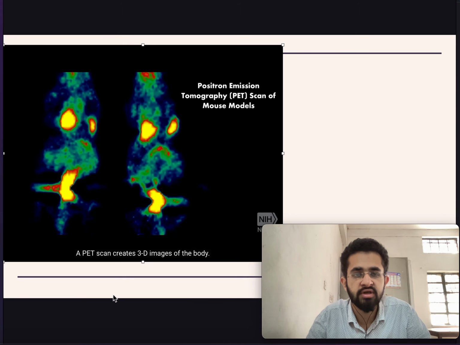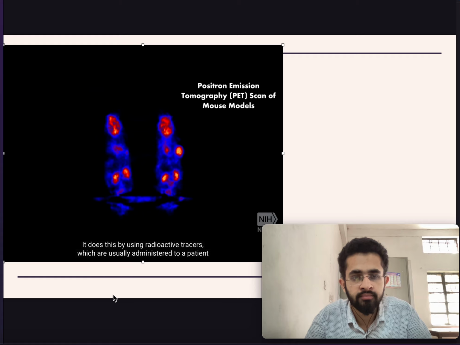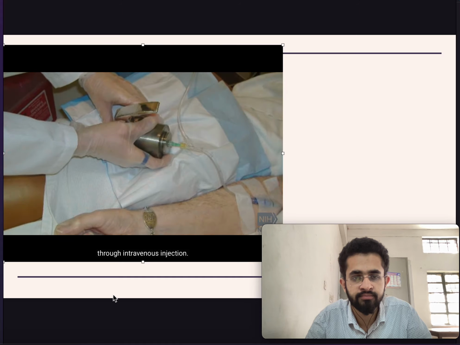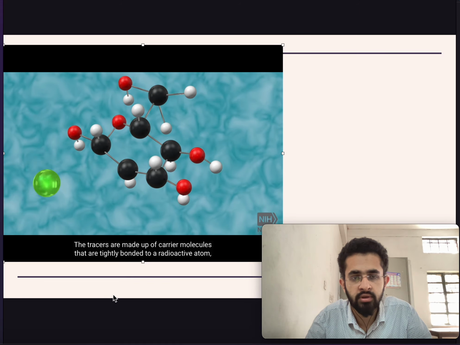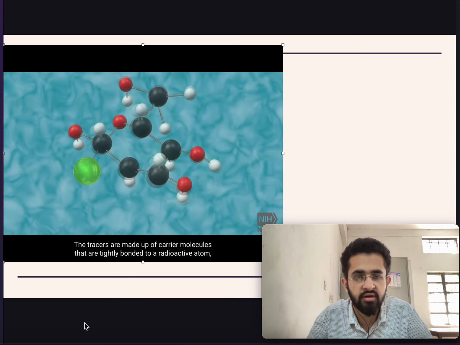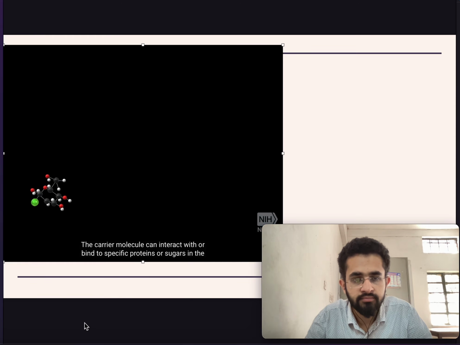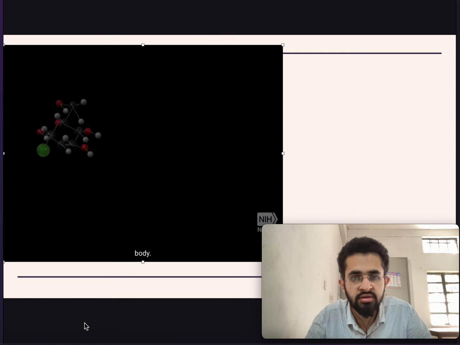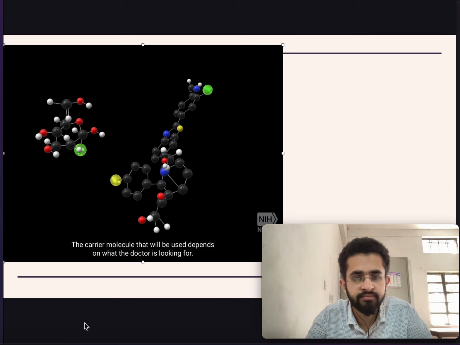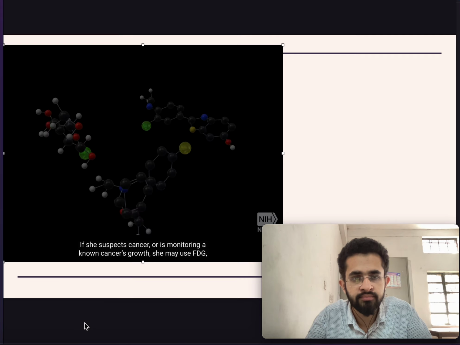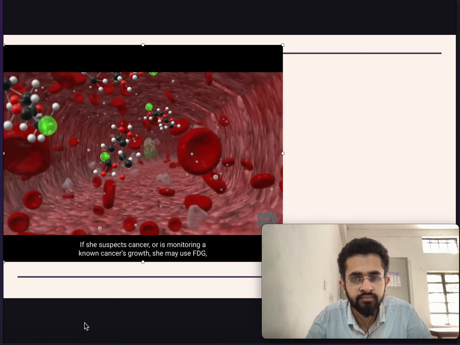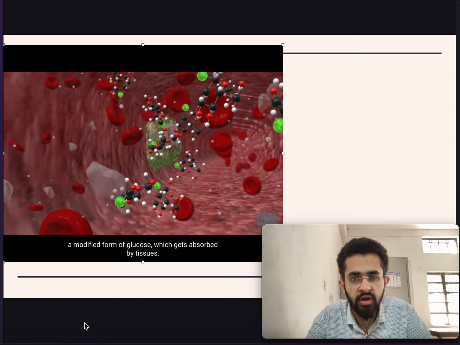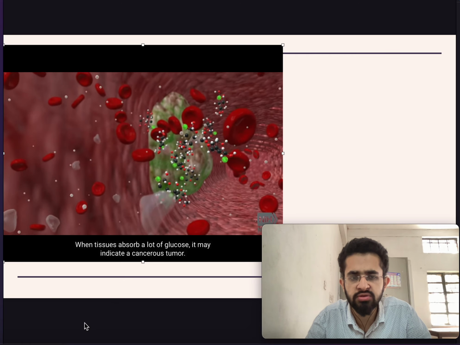So how does a PET scan create 3D images of the body? It does this by using radioactive tracers, which are usually administered to a patient through intravenous injection. The tracers are made up of carrier molecules. The carrier molecule can interact with or bind to specific proteins or sugars. The carrier molecule that will be used depends on what the doctor is looking for. If she suspects cancer or is monitoring a known cancer's growth, she may use FDG, a modified form of glucose, which gets absorbed by a cancerous tumor.